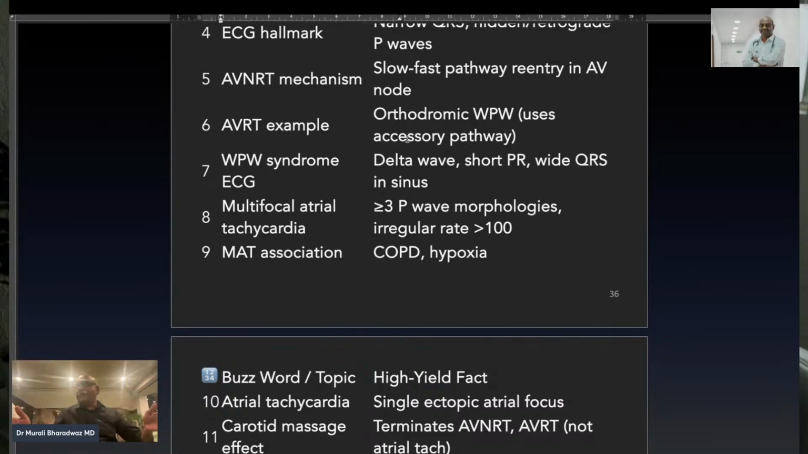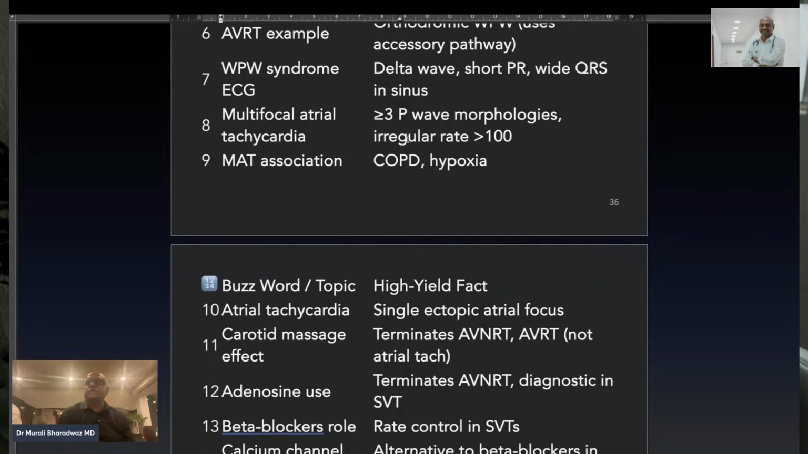And the QRS becomes widened. So that is WPW syndrome. Now, this is the only SVT where the QRS is widened. All the SVTs are narrow, right sir? Very good. WPW is the wide one. Good observation.